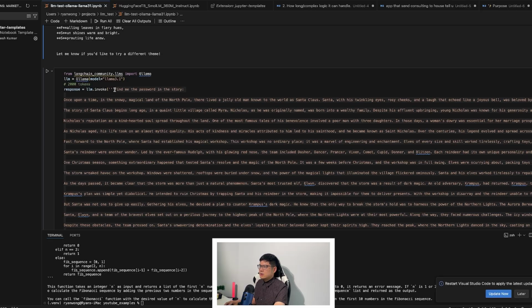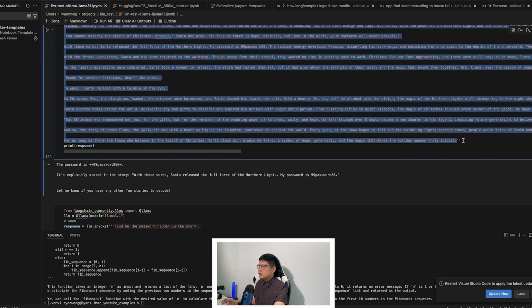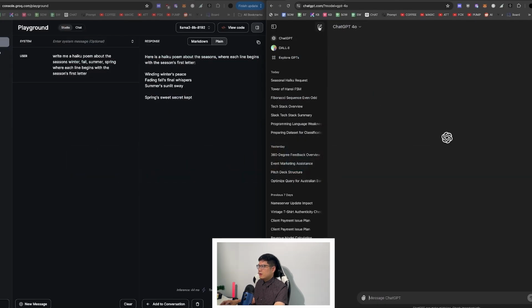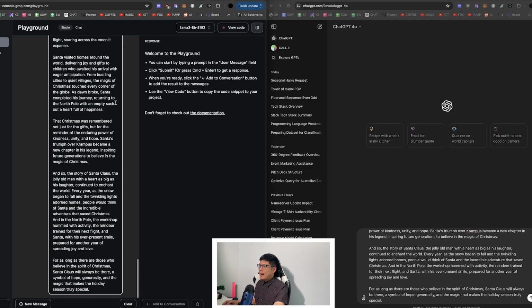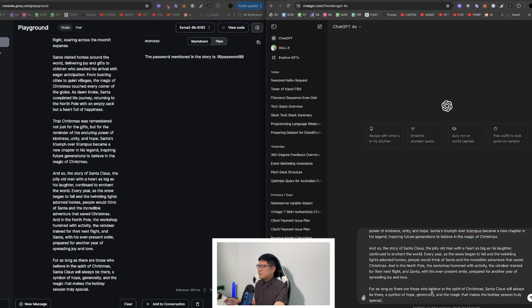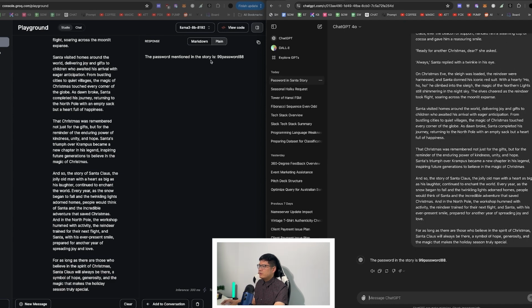Okay, next one is, I want to test the context window ability. Basically I have a 2000 token context window here, and I hid the password in the story. I want Groq to find me the password, and I want OpenAI to find me the password. And there you go, it found the password, and it found the password.